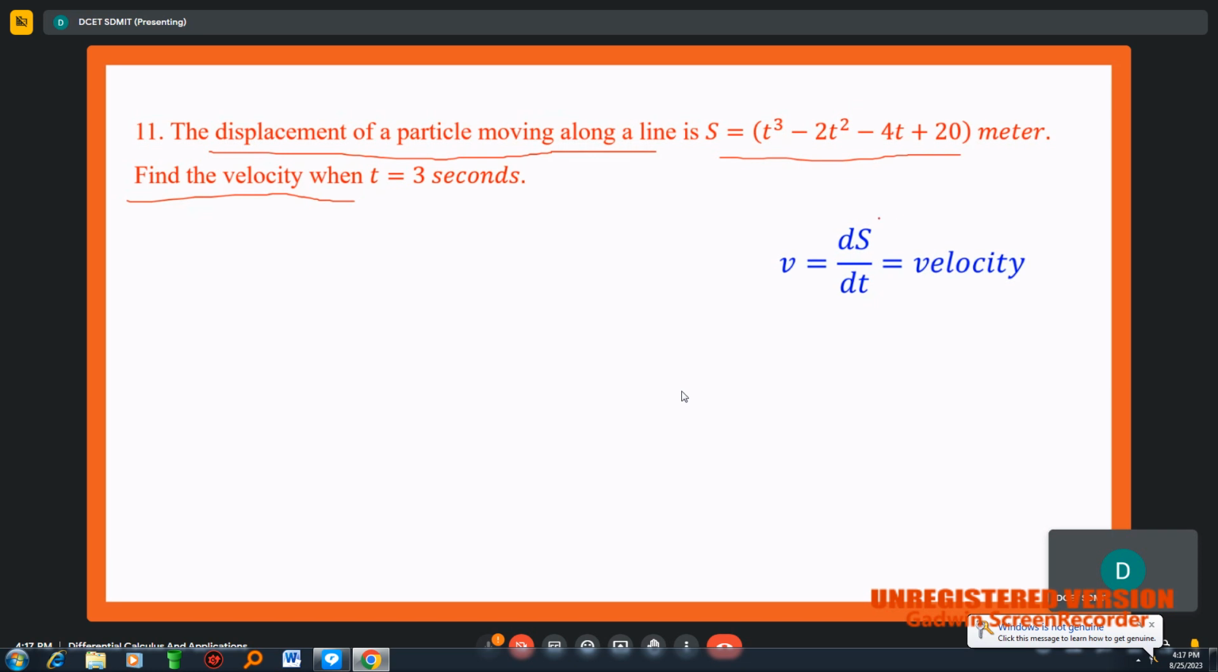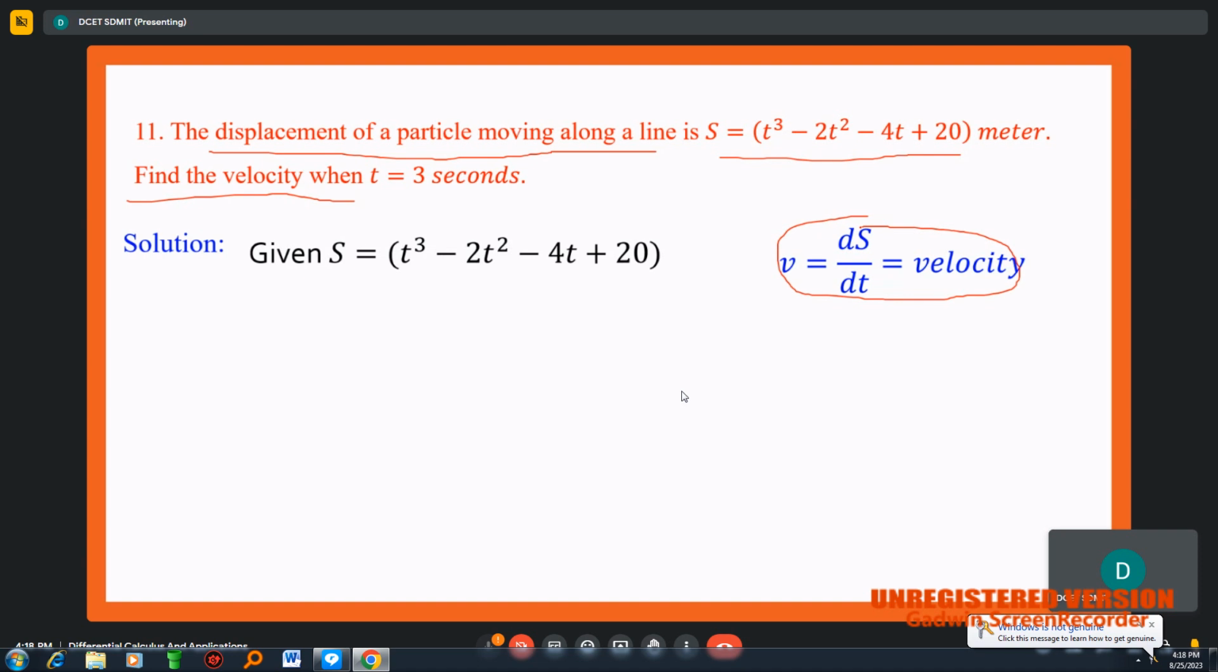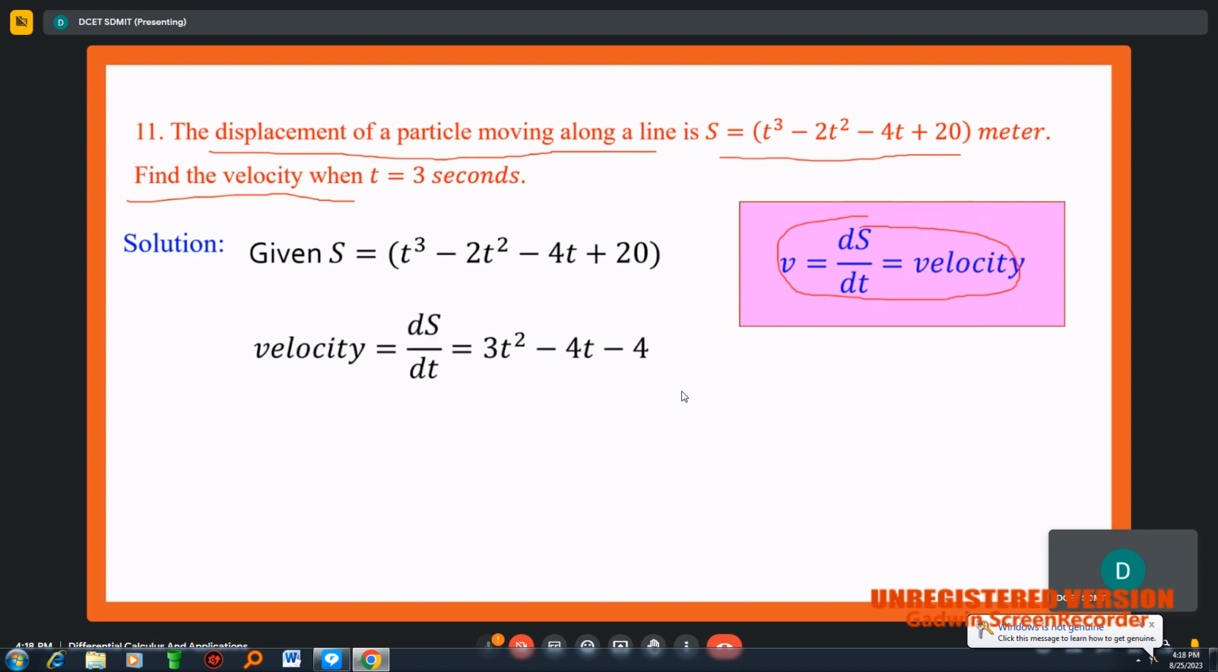Now what is the velocity? Velocity is v = ds/dt. Given the equation s = t^3 - 2t^2 - 4t + 20, we are differentiating this with respect to t. We are getting velocity, which is ds/dt.